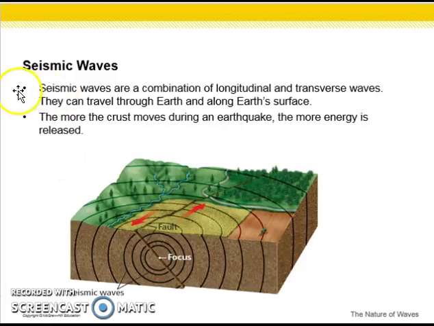Third bullet point, seismic waves are a combination of longitudinal and transverse waves. They can travel through Earth and along Earth's surface. The more the crust moves during an earthquake, the more energy that is released. And we'll be discussing this more later in the year when we are on our Earth unit.